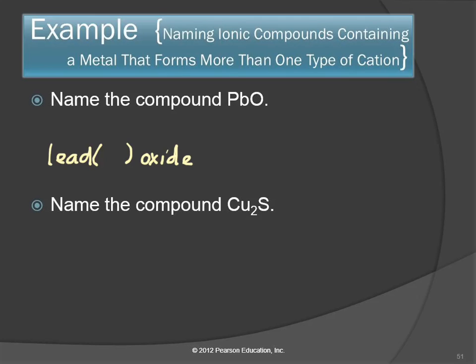Now we have to figure out the charge. So here's lead, we don't know what the charge is, and here's oxygen. As an ion, what charge does oxygen have? 2 negative. The formula shows us that there's 1 of each. So the charge on the lead must be +2. Then in Roman numerals, we write 2. So that's lead 2 oxide.